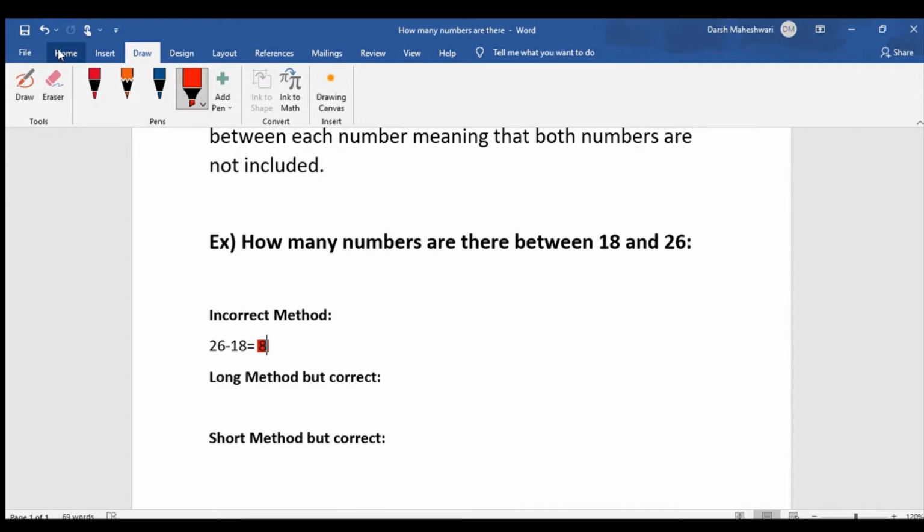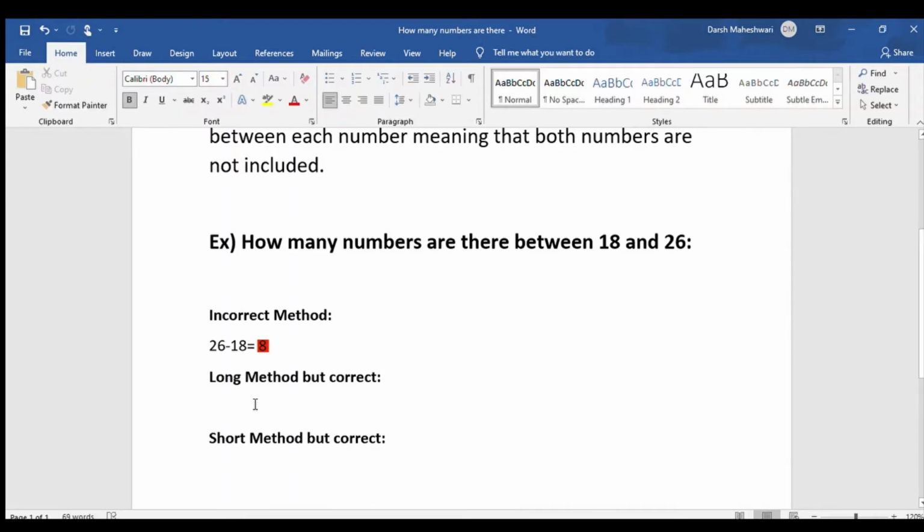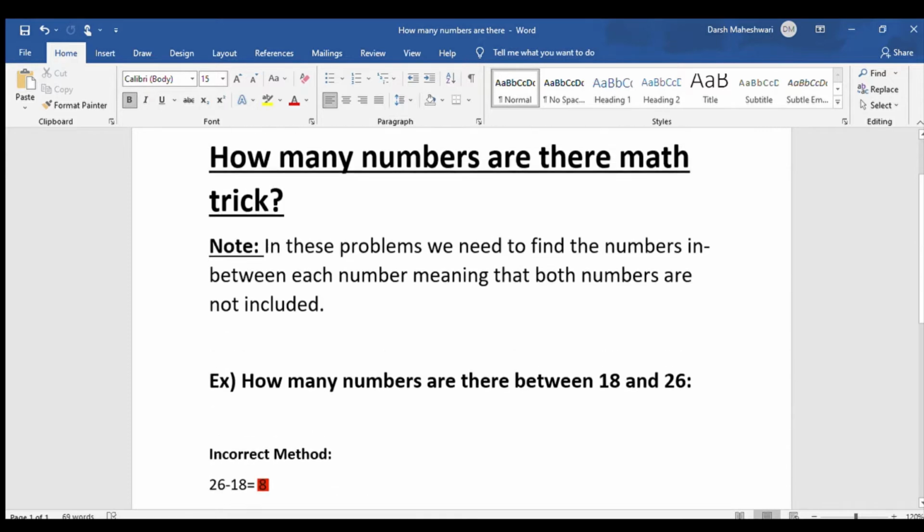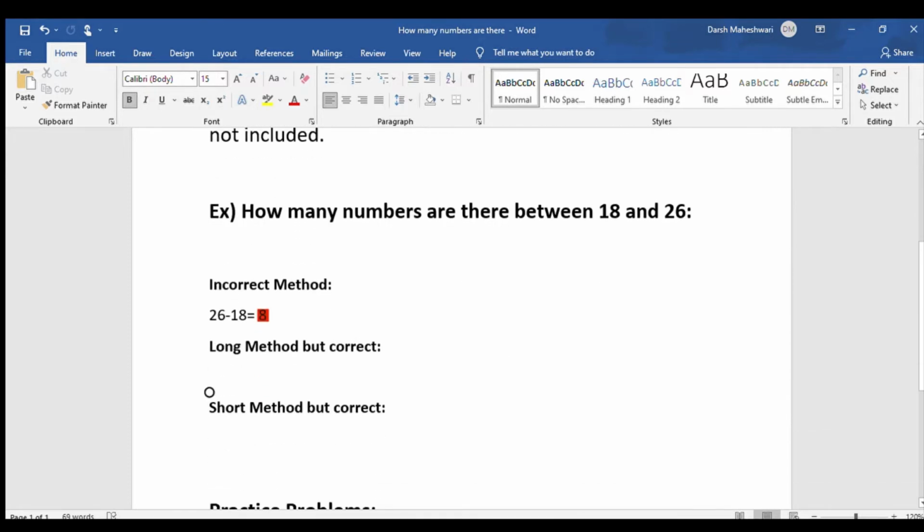Now, the long method would be to list every single possible value. The note says that we don't want to include both numbers, so we're going to start with the one after 18 in the long method, and that would be 19. Then we have 20, 21, 22, 23, 24, and 25, because we don't want to include 26.